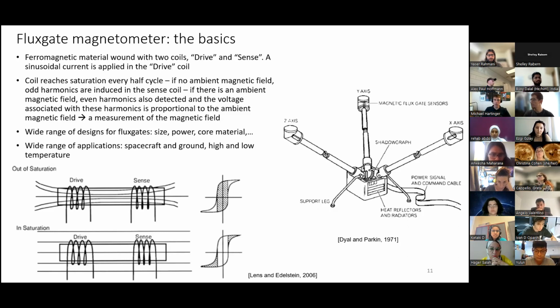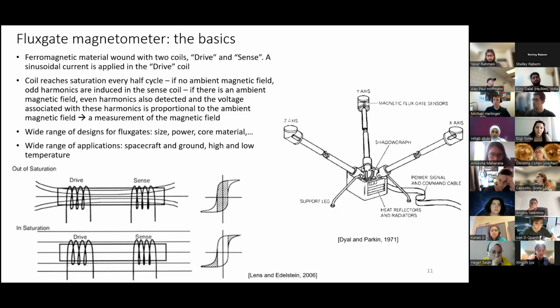and then you measure what happens in the sense coil. It turns out that the core will reach saturation every half cycle, and the properties of that saturation depend on the properties of the material you're putting in there and how much current and whatnot. But the reason this works so well to measure magnetic fields is that if there's no ambient magnetic field, you get a particular signal of odd harmonics in the sense coil. Whereas if there is an ambient magnetic field, you get even harmonics, and the voltage that you measure associated with those harmonics is proportional to the ambient magnetic field. So it's kind of an indirect way of measuring magnetic fields, by looking at the properties that you measure in that sense coil with a known current that you're driving with.